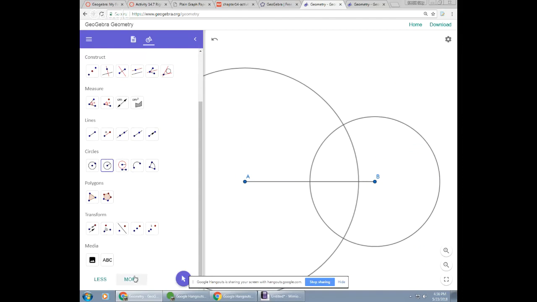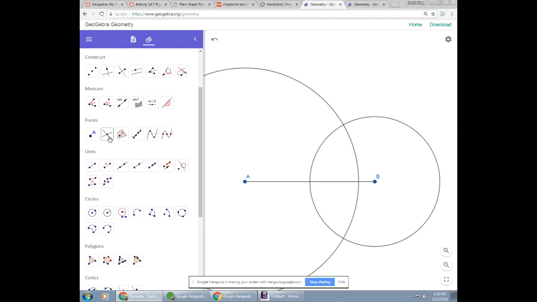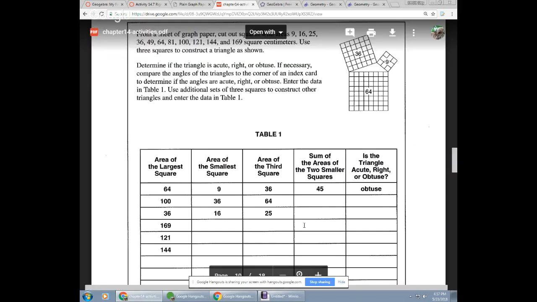So then I have to go more, find that point intersect tool, and then I can draw a triangle. And acute, obtuse, or right? Ooh, that's hard to tell again. So I could ask GeoGebra to measure that angle. GeoGebra says, ooh, it's 89. It's acute. Interesting. So according to the table, what I was doing, let's grab a screenshot.